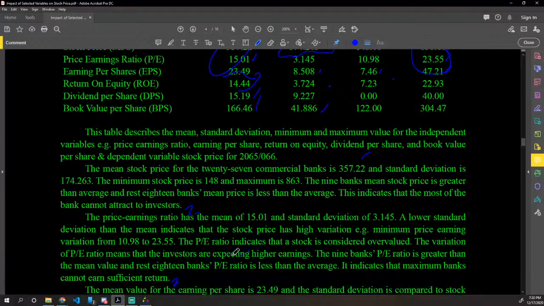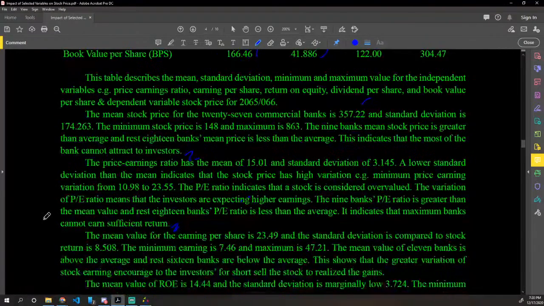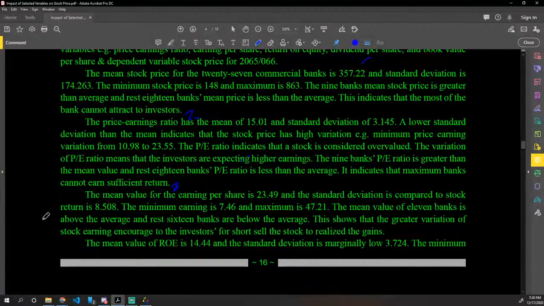So there will be disappointment. The mean value of PS is this. So the mean value of 11 banks is above the average. There is 16 as well. This shows that the greater variation of stock earnings encourages investors to short sell the stock to realize the gain.